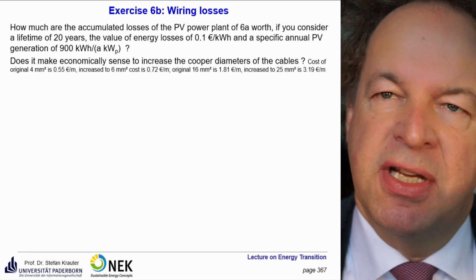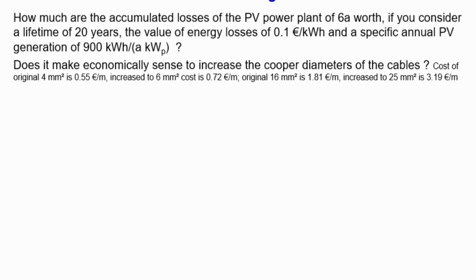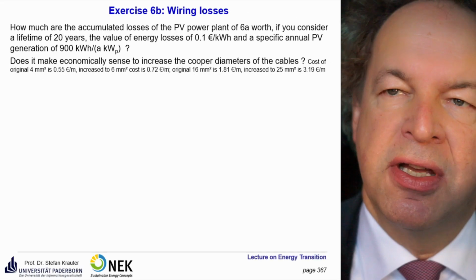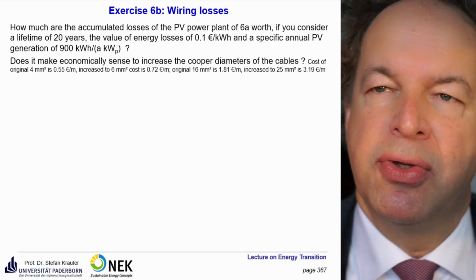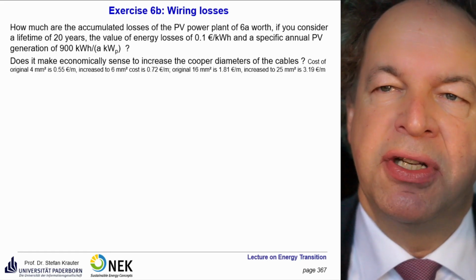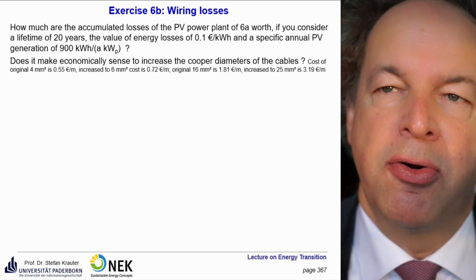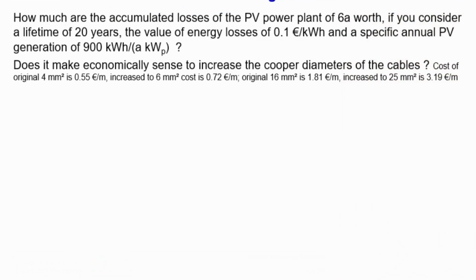Next task, or next question, is: how much are the accumulated losses of PV power of exercise 6a, so the task before, worth if you consider a lifetime of 20 years, an energy loss value of 0.1 euro per kilowatt hour? So that's a typical value. If you have a house in Germany and put some PV modules on it, then you can generate electricity for about 10 cents per kilowatt hour, or 0.1 euro per kilowatt hour. And the specific annual energy generation yield is 900 kilowatt hours per year per kilowatt peak installed.